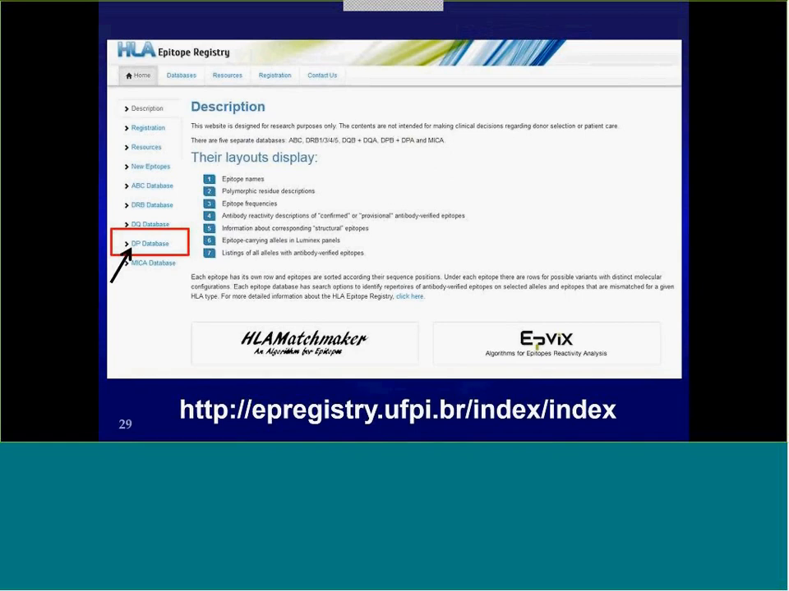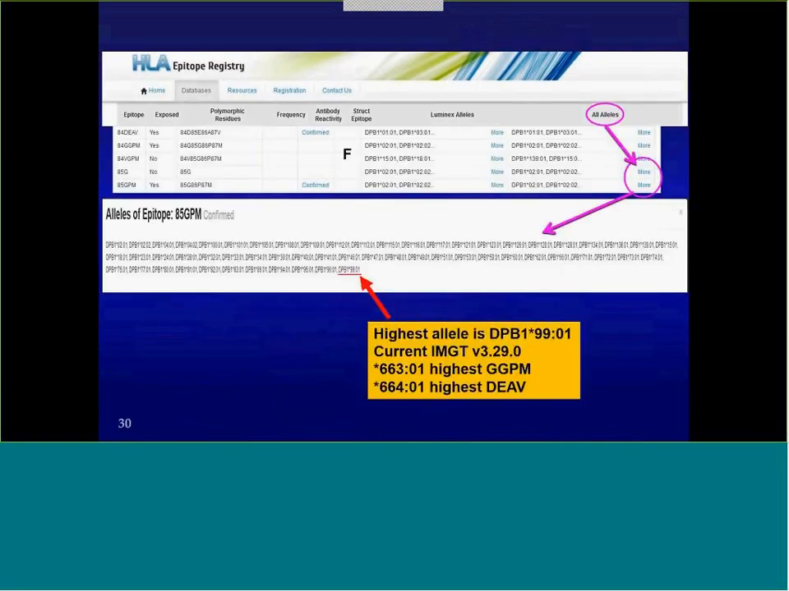But you can click on the DP database. And briefly, what we look at here is just one snapshot. If you look at this F epitope here, we see the sequences on the left that are associated with the F epitope. And what you can see, as we mentioned, is that this epitope here, which is the DEAV epitope, has been confirmed serologically through antibody reactivity. The GGPM epitope has also been confirmed by serological reactivity.